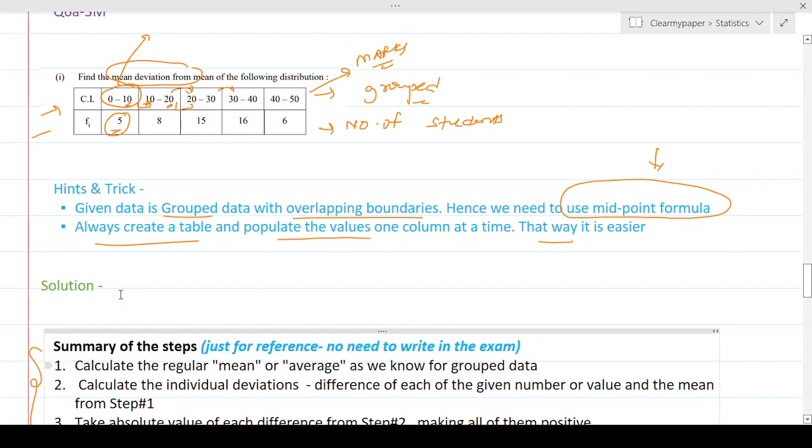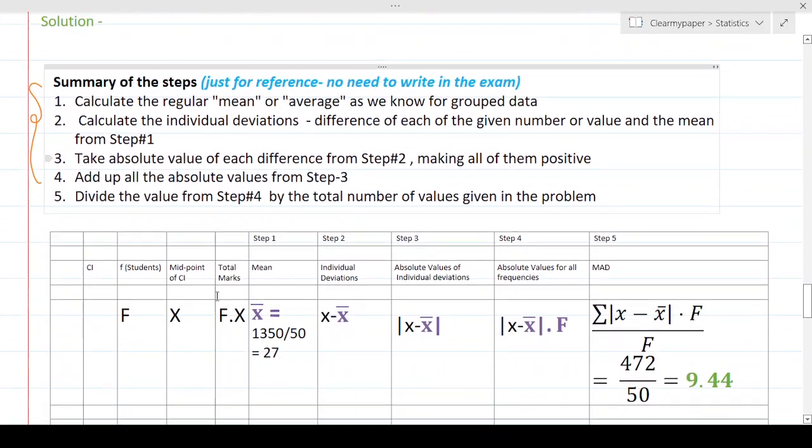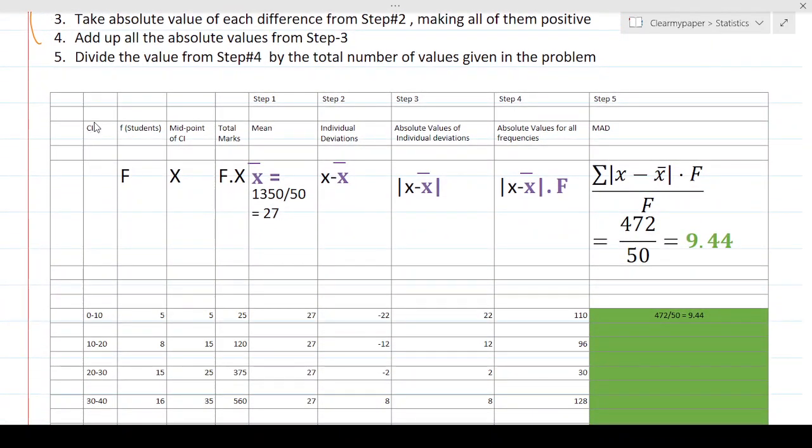So the first step is, whatever is given, the class interval and the frequency, put that in a column in a table. That's what I've done here. I've taken the class interval and I've taken the frequency. I'm calling it F. Okay, and normally you can write small f, not big F.